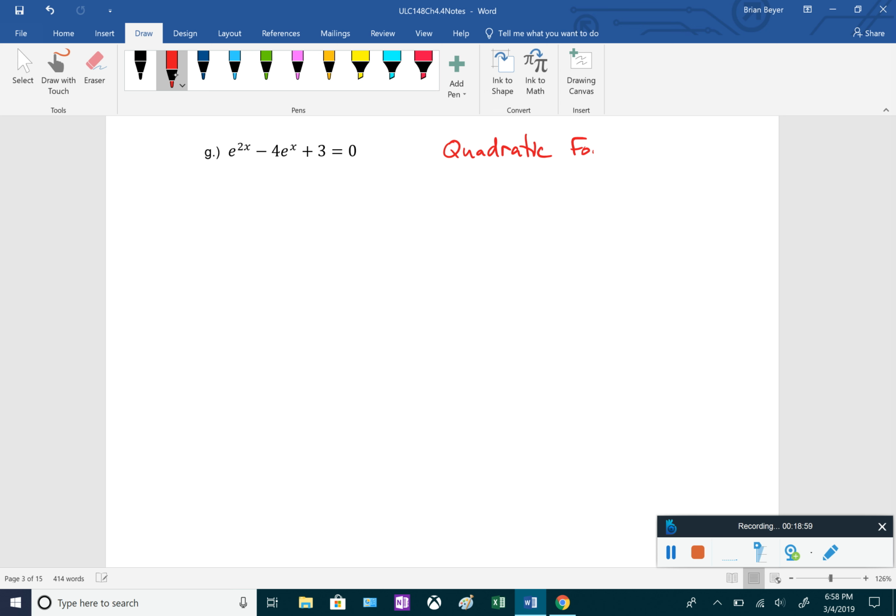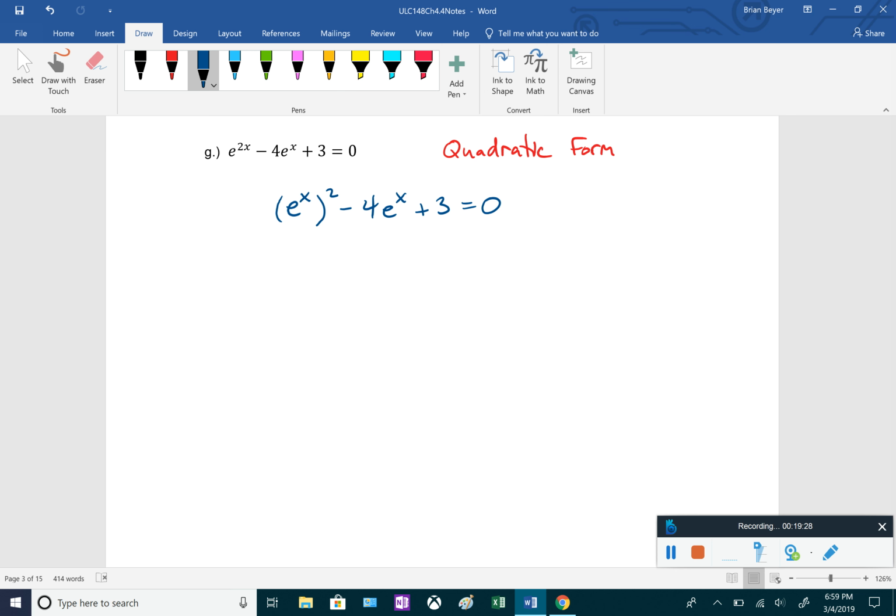This is not a quadratic, obviously. It's not ax squared plus bx plus c equals 0, but it is in quadratic form, meaning it's something squared plus or minus that something plus or minus a number, essentially. If we rewrite this as e to the x squared, this might help you recognize it. So instead of having an x, we essentially just have an e to the x.